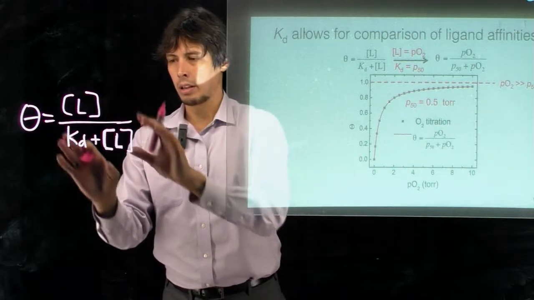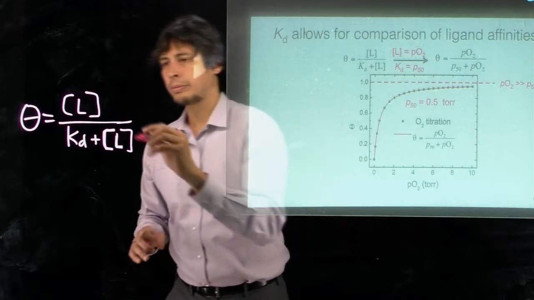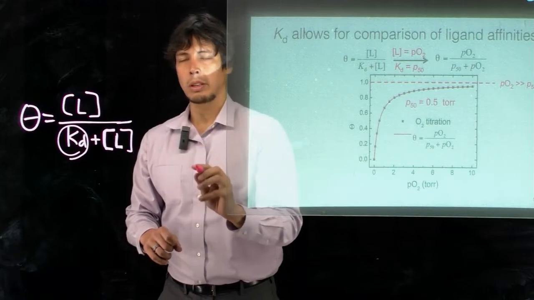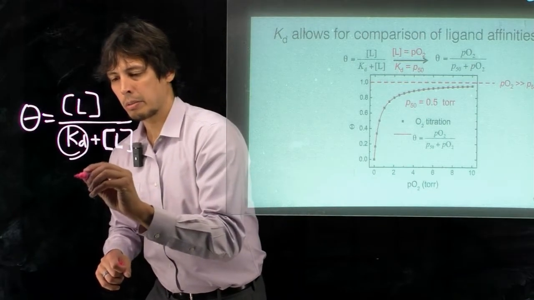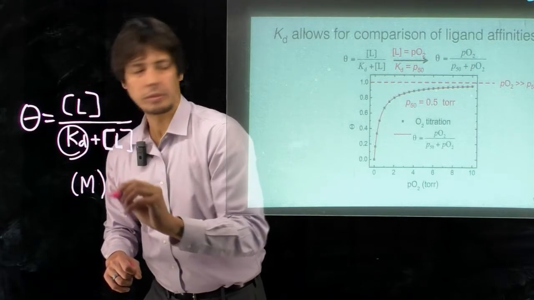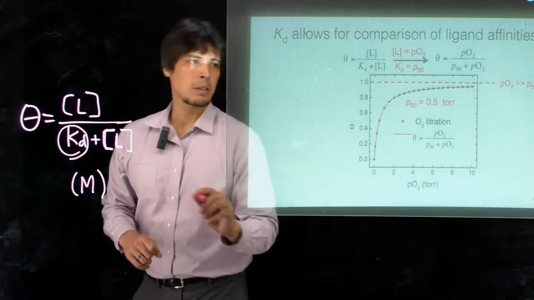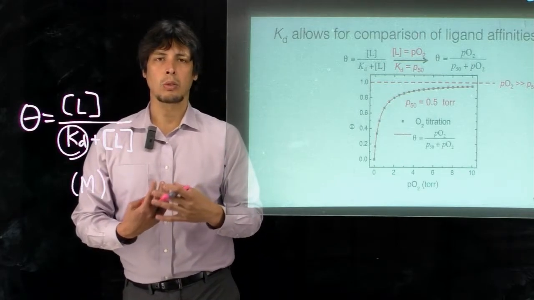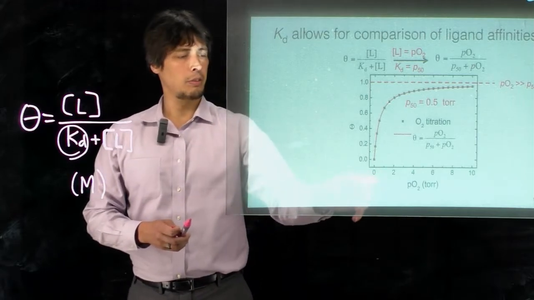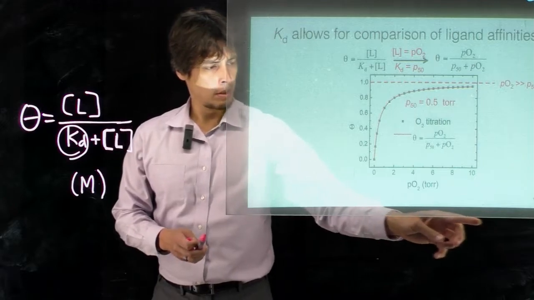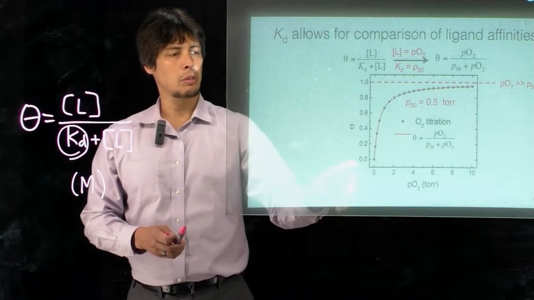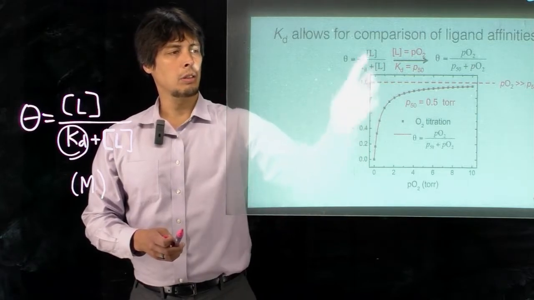And so by fitting this equation, what we find is a Kd, so remember this is the equilibrium dissociation constant, and that's expressed in units of molar, or some variation of molar, okay? And what the Kd tells us is that it gives us a quantitative means of saying how tightly this binds.